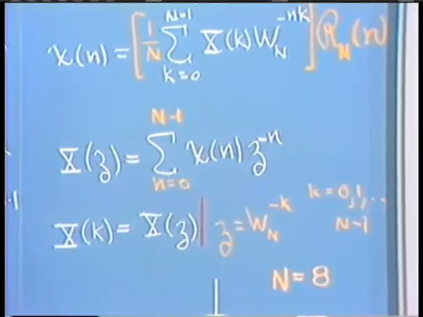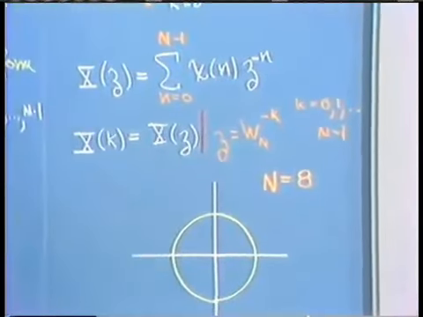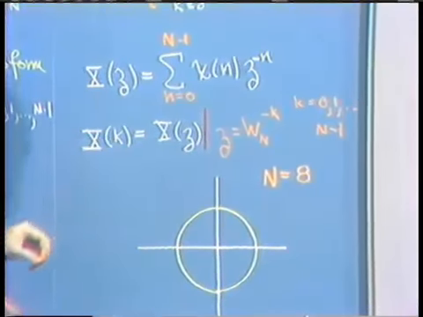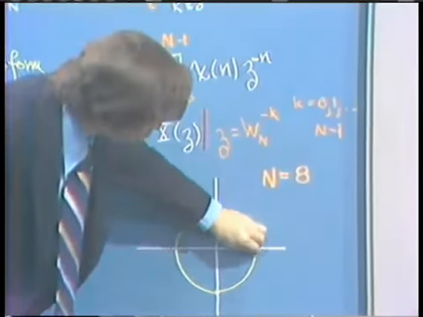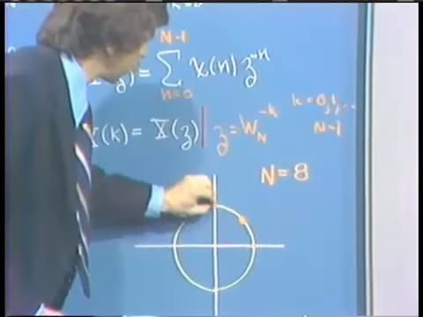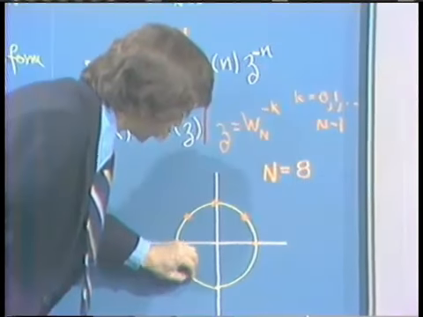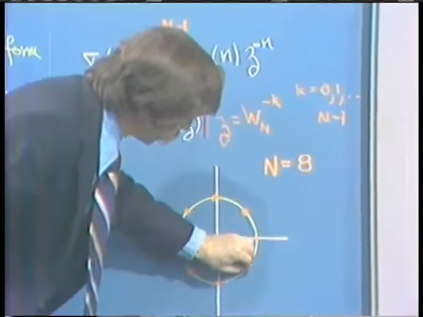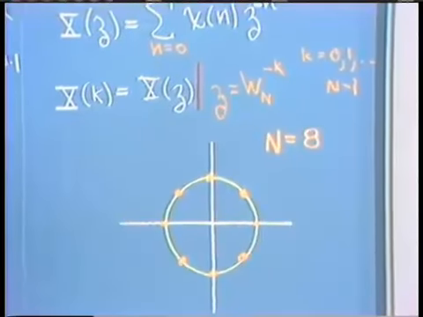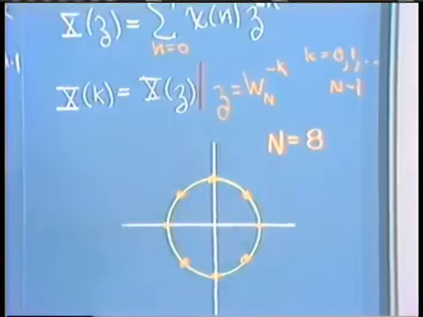And for example, if we chose the case where capital N was equal to 8, then we would find that the discrete Fourier transform coefficients fall at points on the unit circle equally spaced in angle with 8 points around the unit circle. 1, 2, 3, 4, 5, 6, 7, 8. I did it right. So these are equally spaced points around the unit circle.